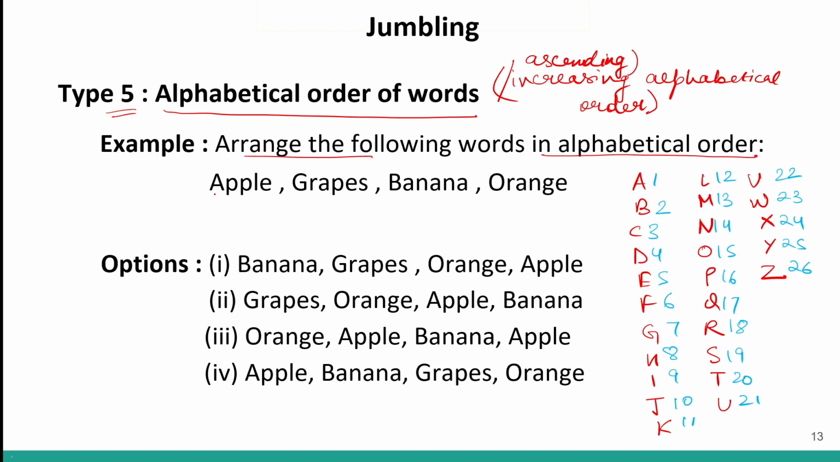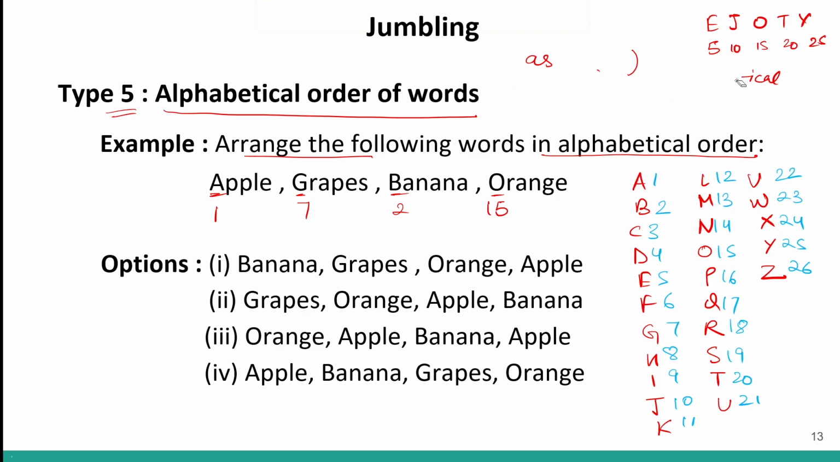So if I give the forward rank to only the first letter, so A is 1, then B is 2, G is 7, and O is 15. If you remember, there was also a shortcut to remember forward ranks, AJOT 5, 10, 15, 20, and 25. Correct? So here, if I have to arrange them in alphabetical order, we can also write that we have to arrange them in dictionary order. This is also a term used. So dictionary order is also used.